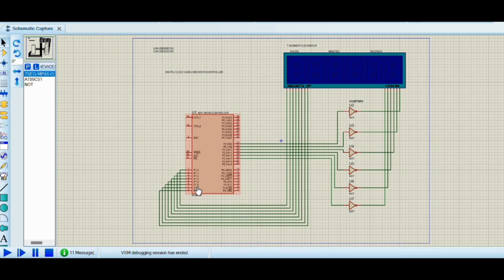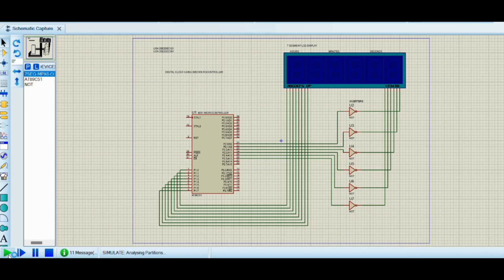Myself Vaishnavi and my teammate Samrama. Our project is digital clock using 8051 microcontroller. The schematic diagram of our circuit looks like this. Here we have used 8051 microcontroller, 7 segment LCD display and 6 inverters. Let us see how it works.